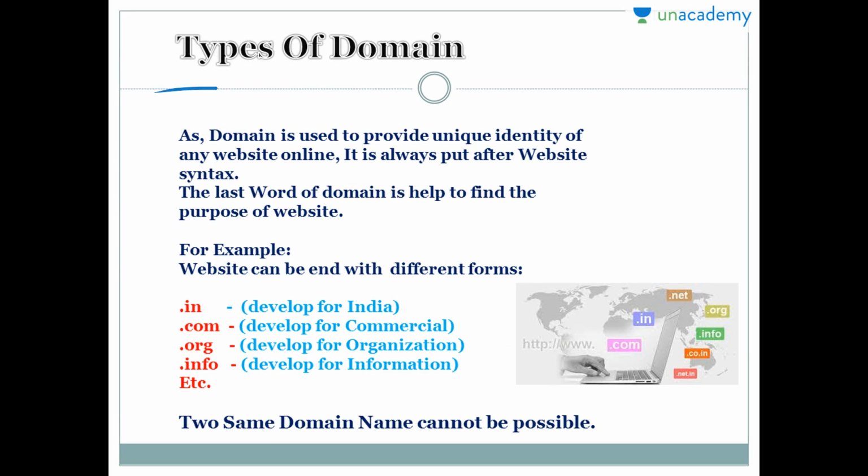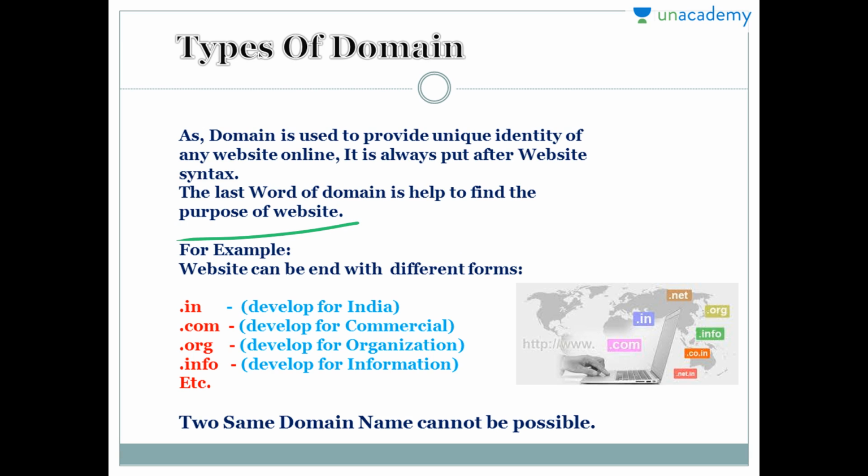Now the types of domain that are available. As a domain is used to provide the unique identity of any website online, it is always put after the website syntax. It means it is always present at the end of the website URL. The last word of the domain helps to find out the purpose of the website.